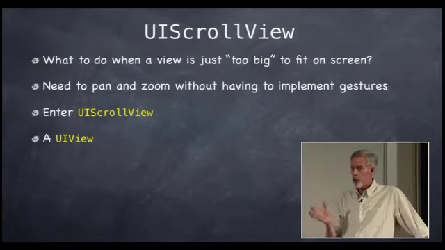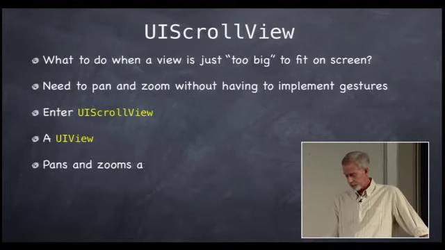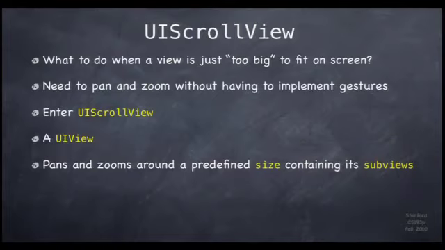Scroll view just happens to scroll and pan and zoom its subviews. The way it pans and zooms is around a predefined size. So it has a property which is the size of the area you're scrolling around, which may or may not be the same size as the subviews that you're adding to it. Maybe you're only going to add one subview and it's the exact same as the area it's scrolling and panning around. That's common.